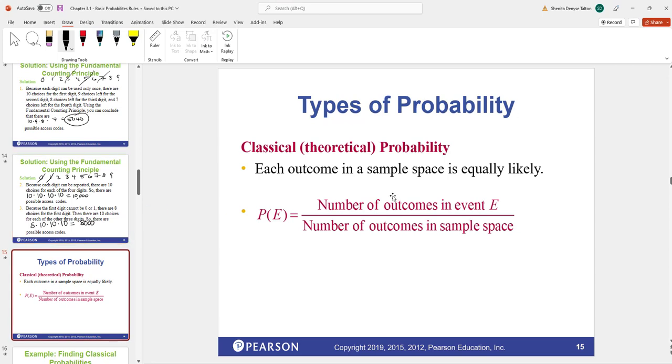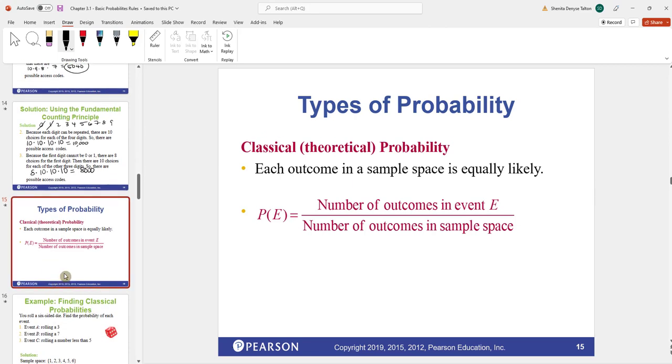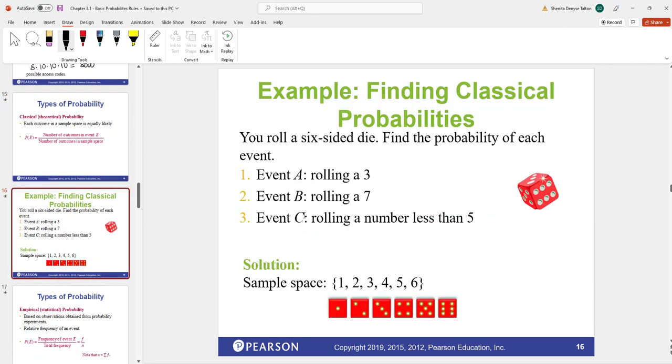Now let's talk about the types of probability. We have classical or theoretical probability. Each outcome in a sample space is equally likely. So the probability of calculating this is the number of outcomes in event E divided by the number of outcomes in the sample space. For example, you roll a 6-sided die. Find the probability of each one of these events.